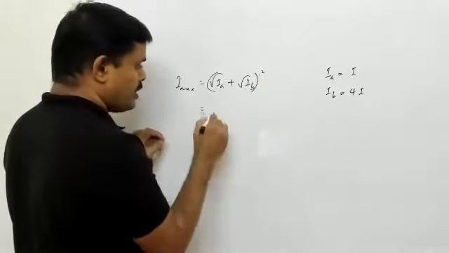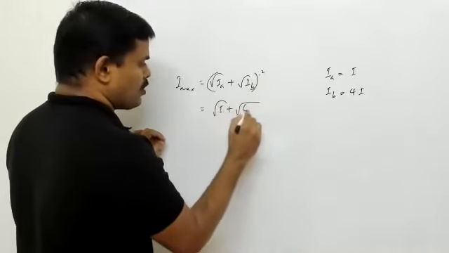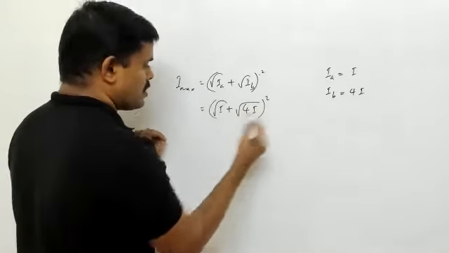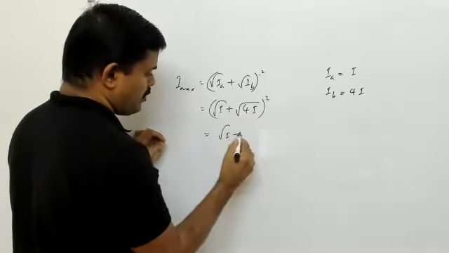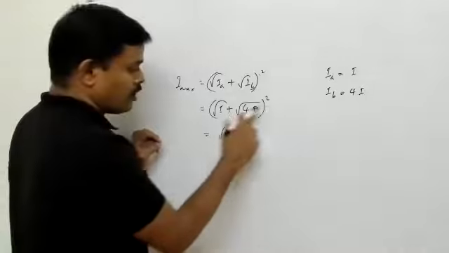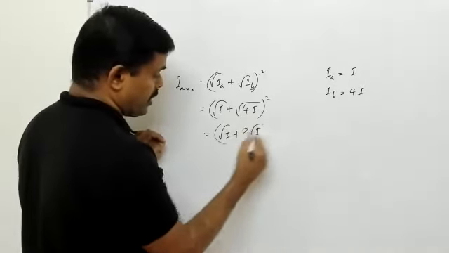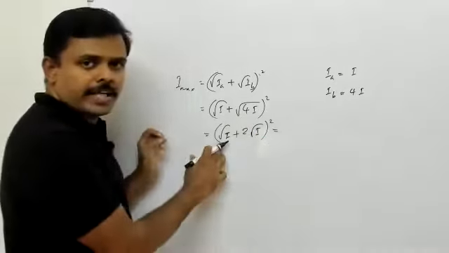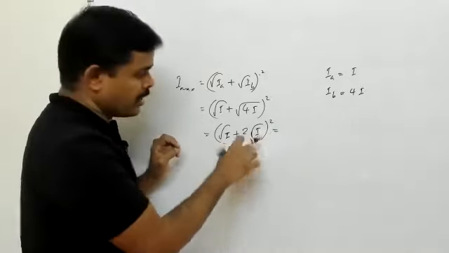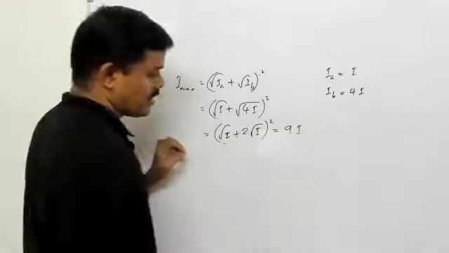So let us put it over here. Root of I plus root of 4I the whole square. Root I plus root of 4I is what? 2 root I, the whole square. 1 root I plus 2 root I is 3 root I. 3 root I square is 9 times I.